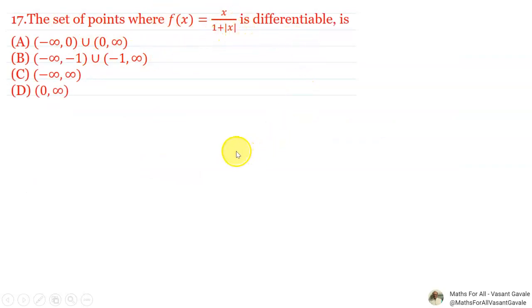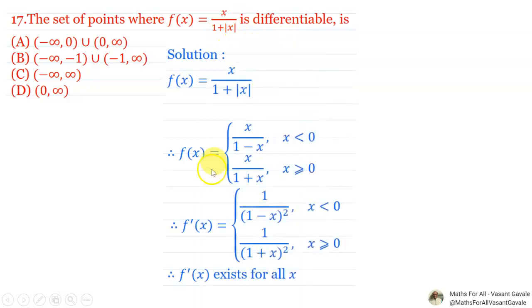Next example, this set of points where f of x is equals to x upon 1 plus mod x is differentiable is, okay, now here the function f of x is equals to x upon 1 plus mod of x. It can be written as like this, f of x is equals to x upon 1 minus x when x is negative, and f of x is equals to x upon 1 plus x when x is greater than or equals to 0.